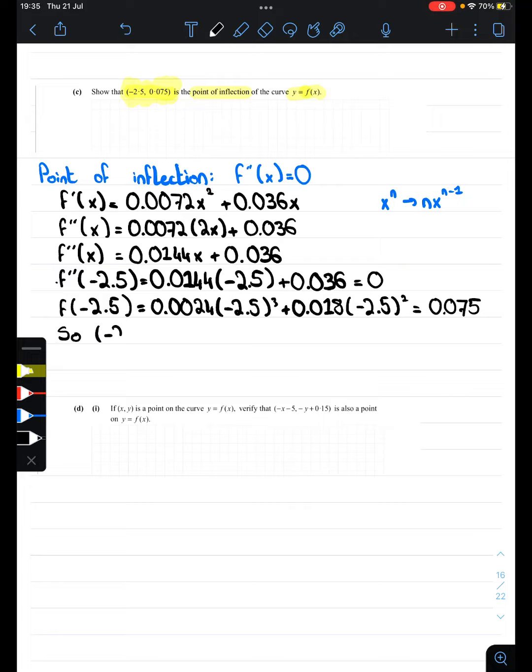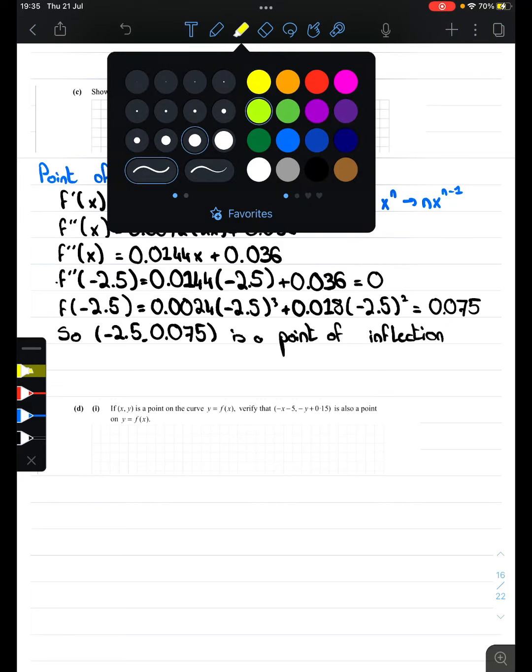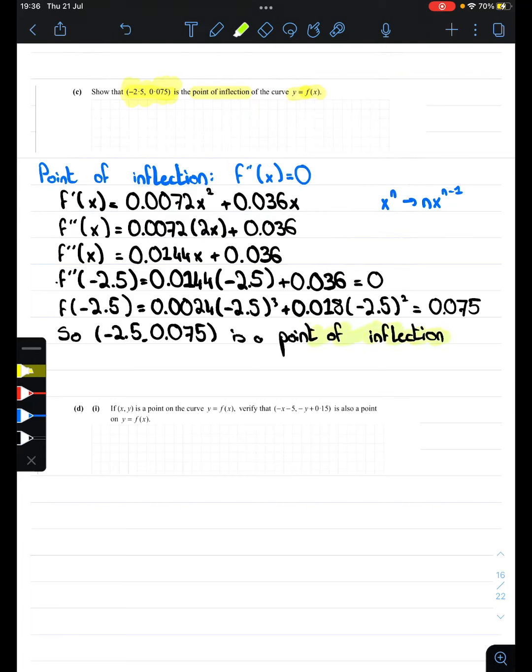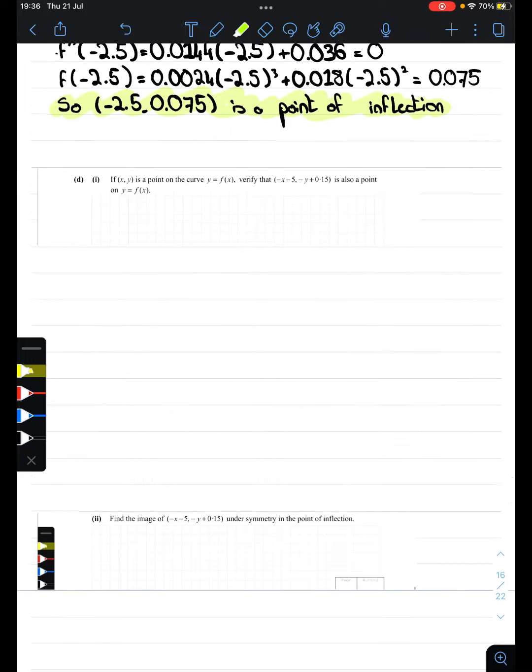So (-2.5, 0.075) is a point of inflection. And really, you probably don't need that last part once you show that the second derivative is 0 at -2.5. It's probably fine, but I would always advise you to just do that extra part. You definitely won't lose marks for doing the extra part.